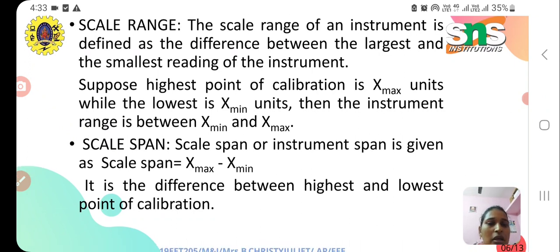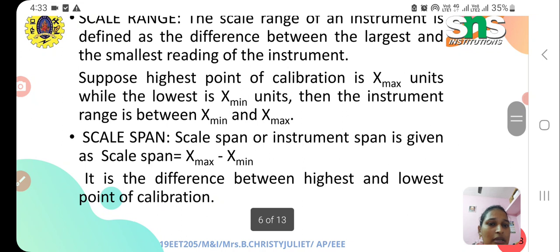Now let's see what is meant by scale span. Scale span means the difference between the maximum limit and the minimum limit, which in the case of a 500 milliamp ammeter is 500 minus 0. This is the scale span.